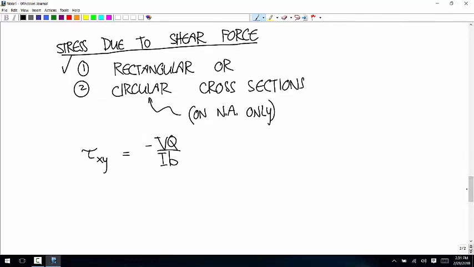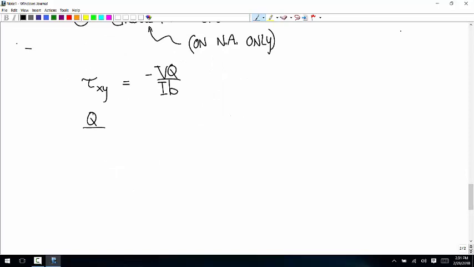Okay, so let's calculate Q. And for our cross section, here's the neutral axis. And we're going to do it for a line that I'm going to call y.